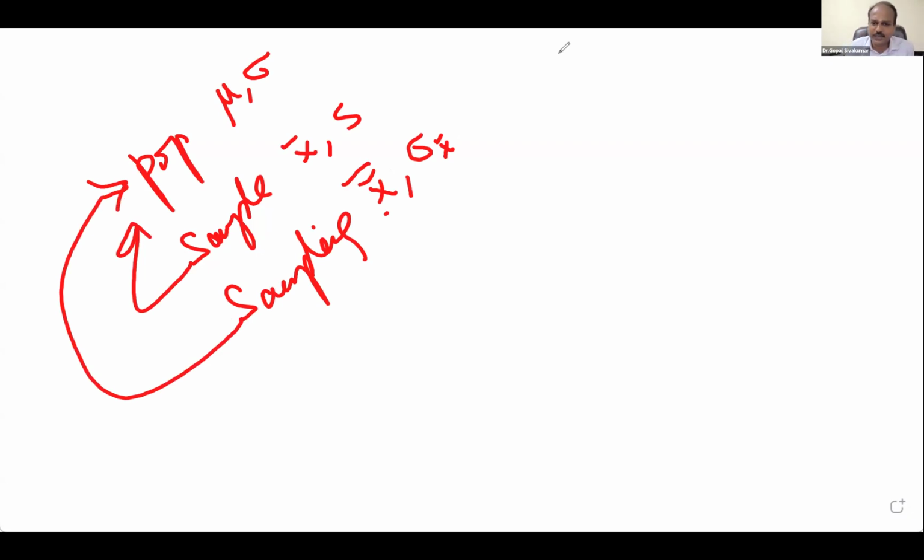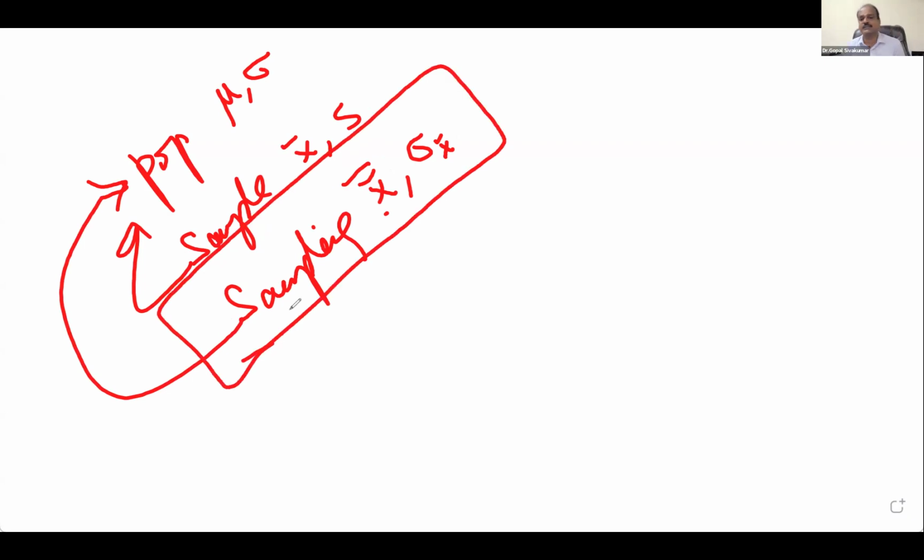Which one can help you better? Sampling distribution can help you better. You don't require more samples if you work with the sampling distribution. Even with a smaller sample size, you can predict, you can judge your population. That is the advantage of working with the sampling distribution.